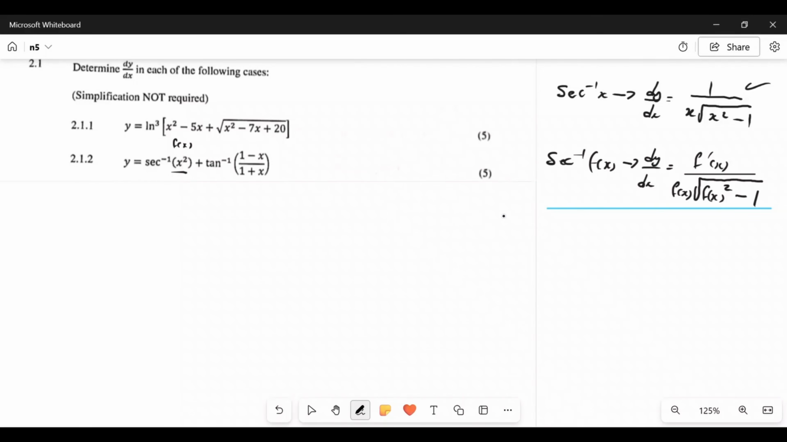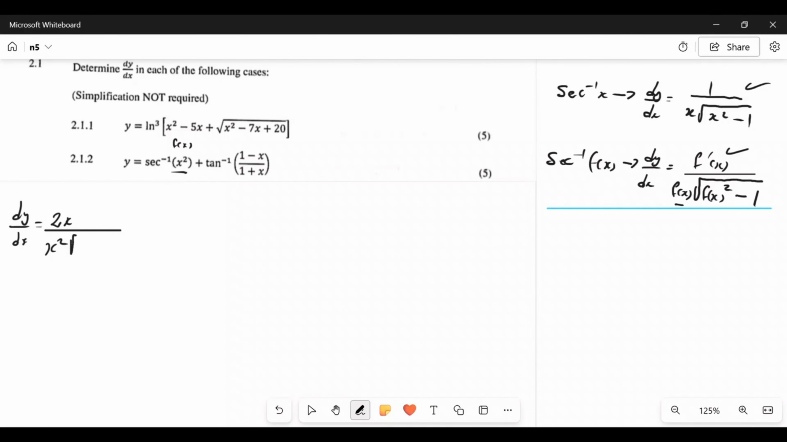So the derivative here, dy over dx, is as follows. We have the derivative of f of x on the numerator, so it's going to be 2x. Remember our f of x here is actually x squared, right? Divided by, let's look at this. We have f of x there. Our f of x, we said, is x squared. So we're going to write x squared there.